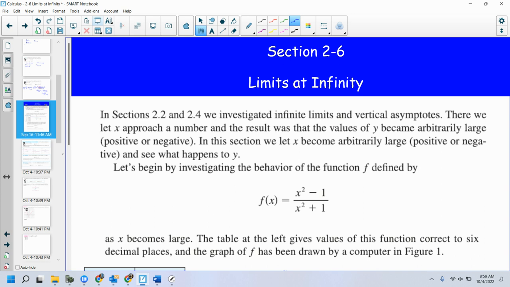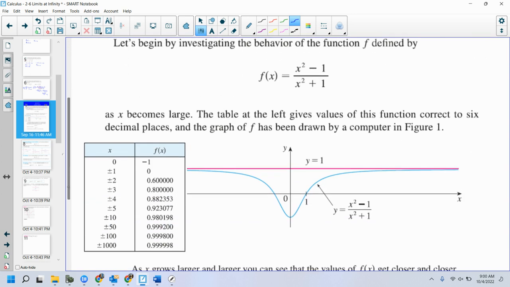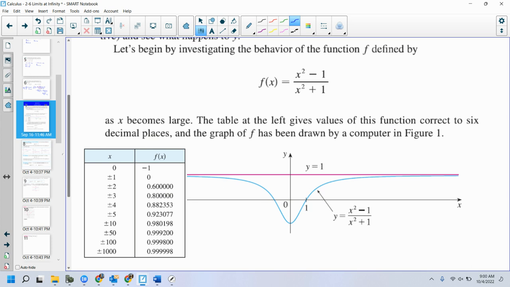So I'm going to be saying the limit as x goes to infinity, the limit as x gets really, really big, or the limit as x goes to something really, really small. In this section, we will let x become arbitrarily large or arbitrarily small and see what happens to the y value. A lot of the times, the y value also gets infinitely big or infinitely small. But sometimes the y value levels off. And what we're talking about there is a horizontal asymptote.